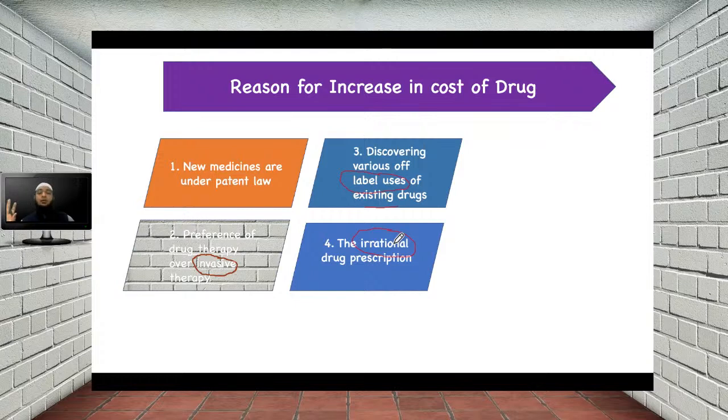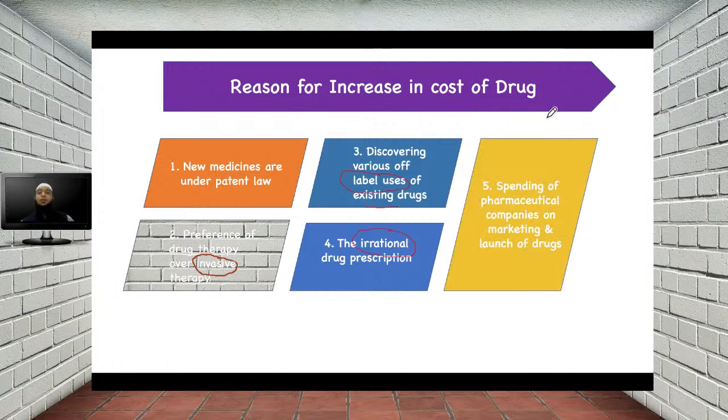So there are some unethical physicians. When you go to them, they write you 4 to 5 medicines just for a small illness, right? That is called irrational drug prescription. Nowadays this practice has increased in case of some of the physicians, and due to that it also increases the cost of the drug.